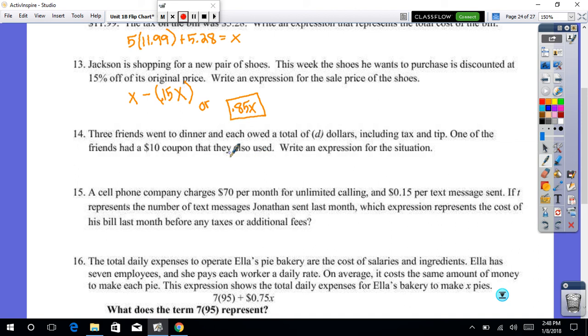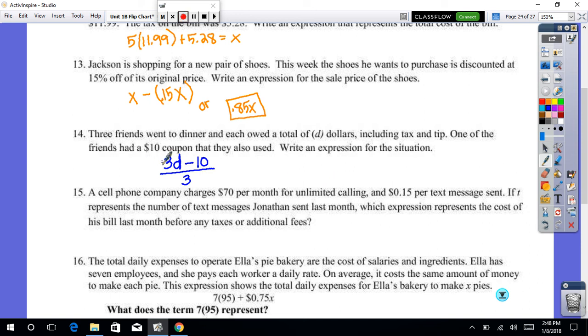Okay, three friends went to dinner and each owed a total of $D, including the tax and the tip. One of the friends had a $10 coupon that they also used. Write an expression for the situation. Okay, there were 3 friends that owed a total of $D. Okay, we're going to subtract the coupon from that and then redivide that price by the 3 friends. Okay, remember, this is an expression, not an equation, so I don't need an equal sign.